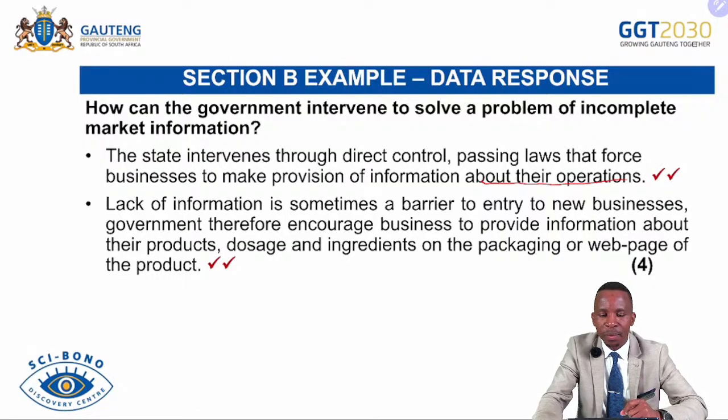Lack of information is sometimes a barrier to entry to new firms or new businesses. The government therefore encourages businesses to provide information about their products, dosage, and ingredients on the packaging or web page of the product. So the government ensures that firms are pushed by law to provide information about their products. This information can be provided either on the packaging or on the web page of the product. That will allow even new firms not to be restricted from entering the market. That will allow consumers to make proper economic decisions without any wastage of their financial resources.